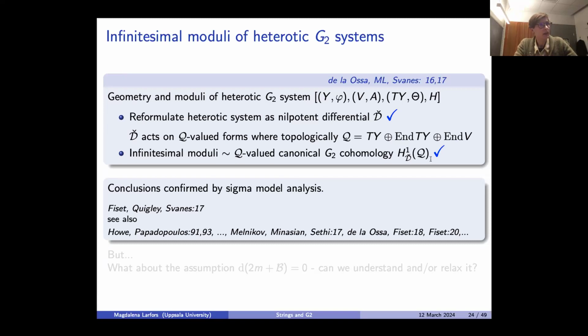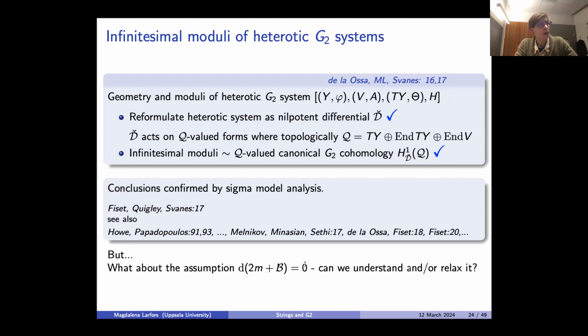And since we did this, there have been other studies, for example, from a sigma model point of view, and our conclusion here agrees with that. But what I would like to highlight now, and what is something that we've been revising more recently, is this assumption that links the B field deformations to the geometric deformations.